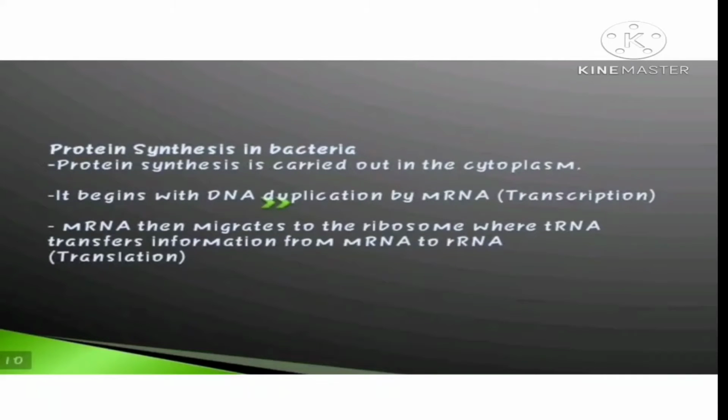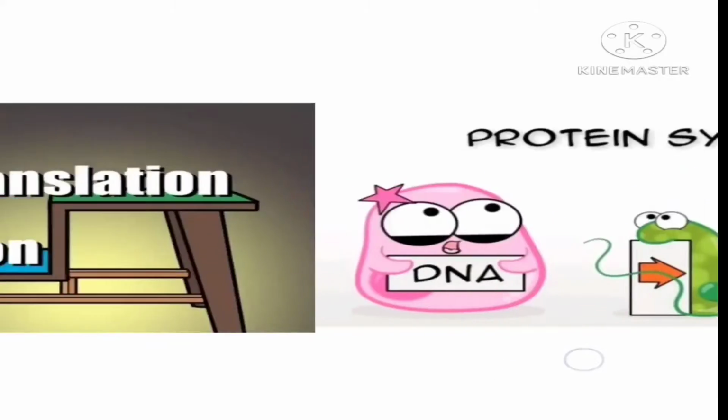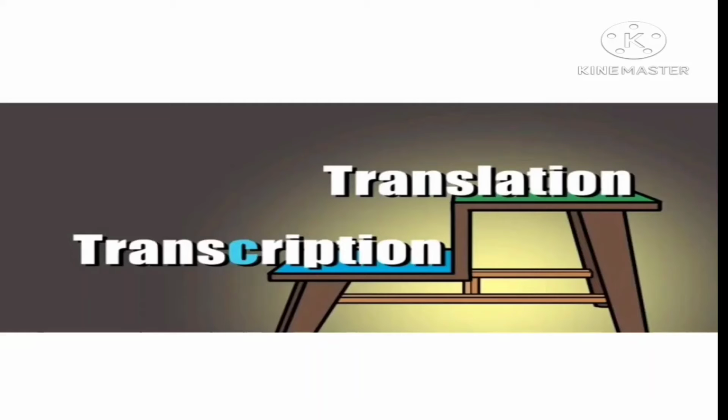Okay, good day everyone. So, my topic is all about protein synthesis in bacteria. Protein synthesis is carried out in the cytoplasm. It begins with DNA duplication by mRNA, or it is called transcription. So, mRNA then migrates to the ribosome where tRNA transfers information from mRNA to RNA, it is called translation. So, in protein synthesis, we look at two major steps. One is transcription and the other is translation.